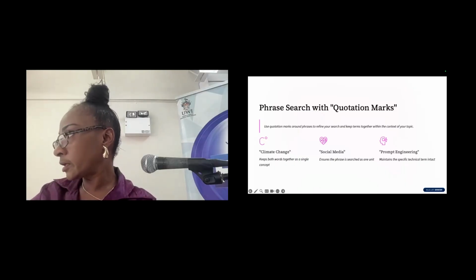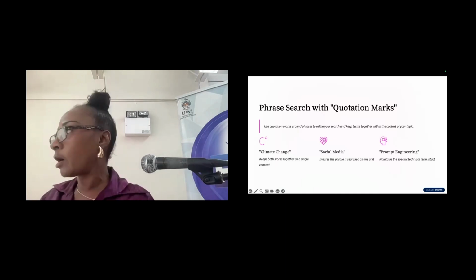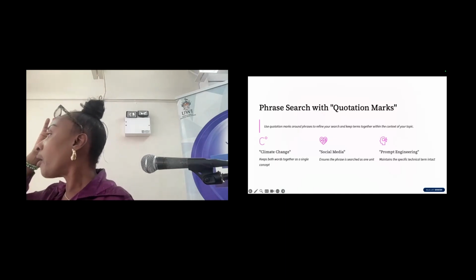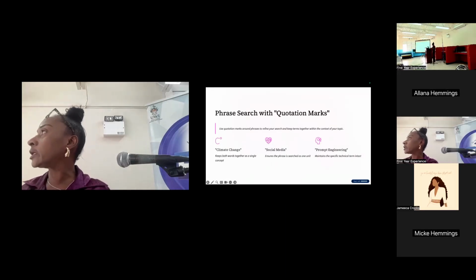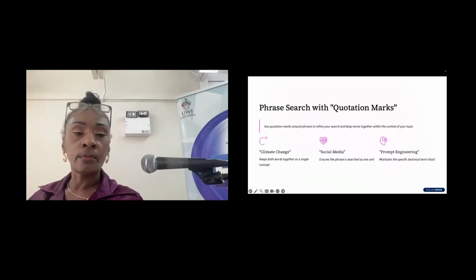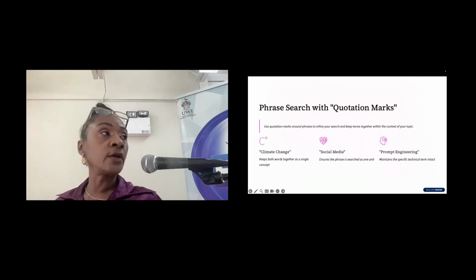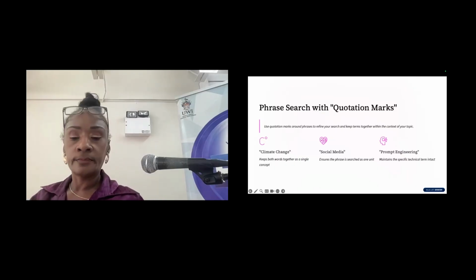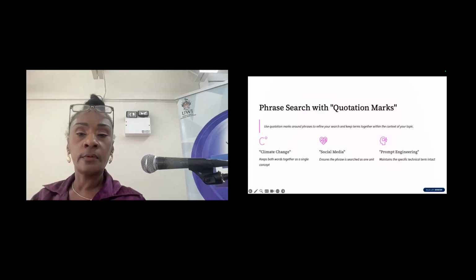Here are a few phrase search examples: "climate change", because you want it within the context, "social media", "prompt engineering". You place the quotation marks around the term. Any questions online? Not yet.